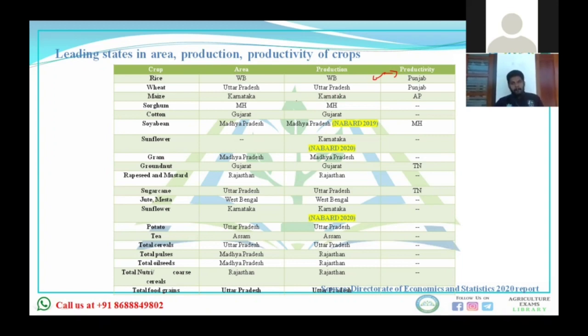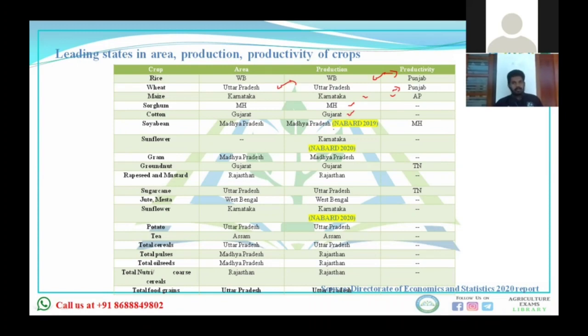Again, in case of wheat, the area and production is highest in Uttar Pradesh, but the productivity is highest in Punjab. Same is the case of maize. Area and production is highest in Karnataka, but the productivity is in Andhra Pradesh. Next, when you talk about the sorghum, area and production both are highest in Maharashtra. When you talk about the cotton, here also area and production both are highest in Gujarat.